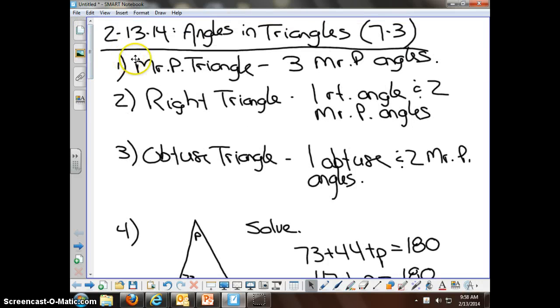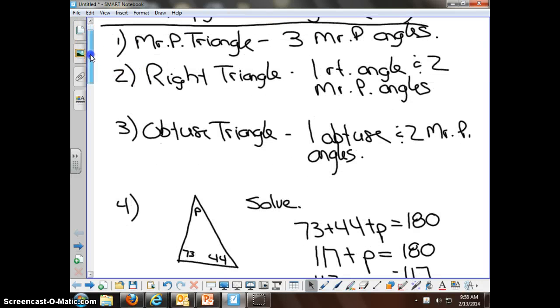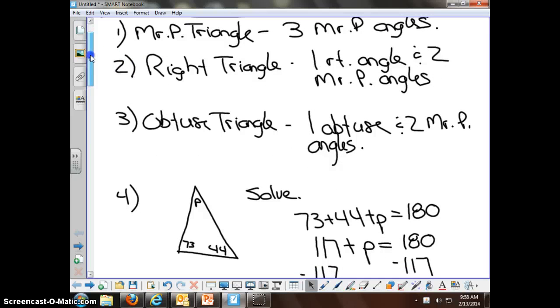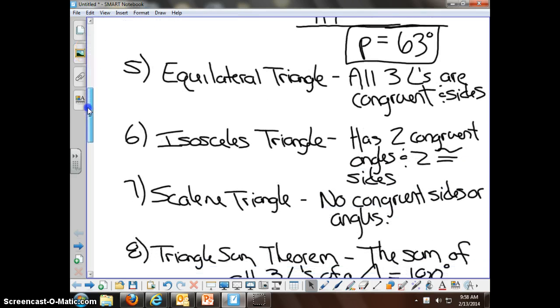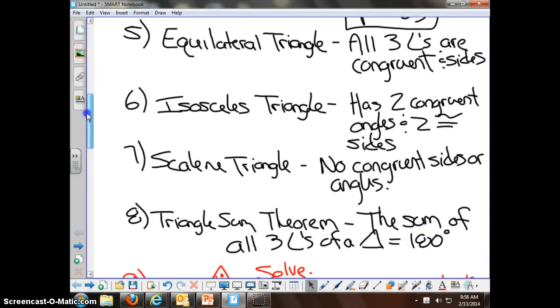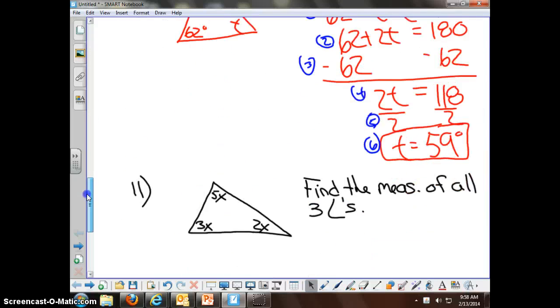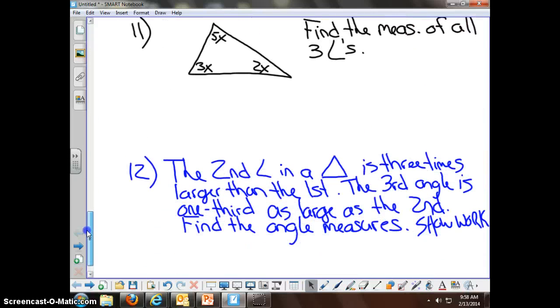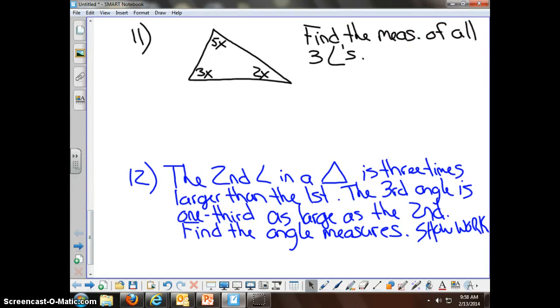We're working on angles and triangles. We've identified acute, as you can see here, obtuse, scalene, equilateral, isosceles. We've talked about the triangle sum theorem. We've done a couple of problems, and we're going to do two in this one quick little video. Number 11 wants you to find all three angle measures. Obviously, you're showing work because you're solving for variables. And number 12, you are solving that word problem.